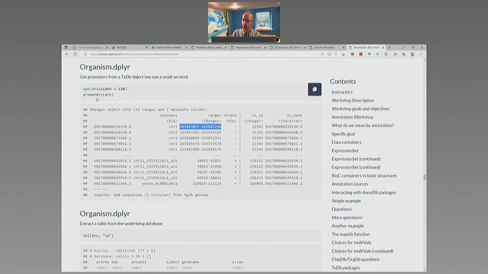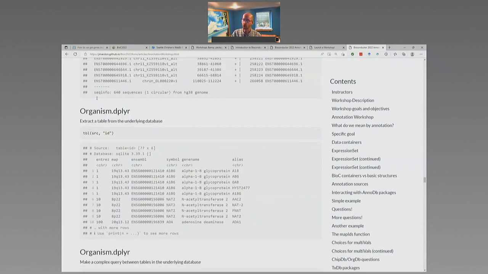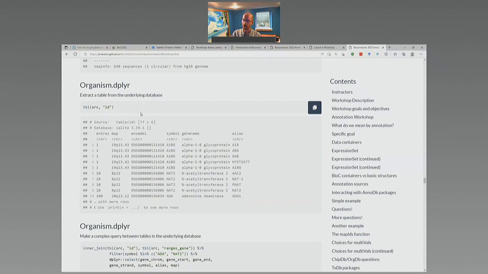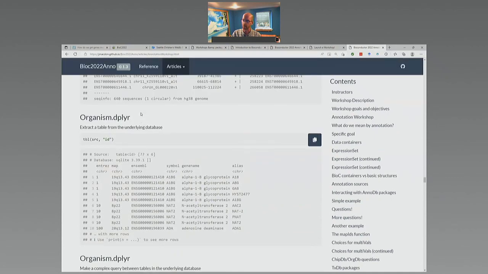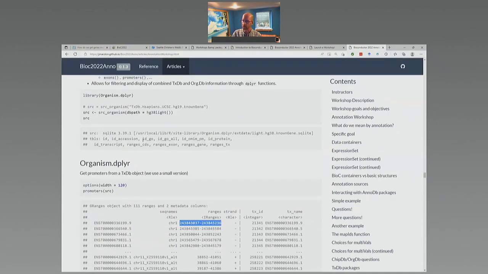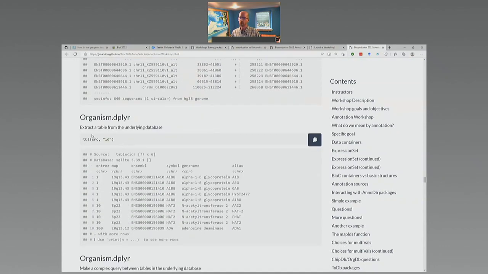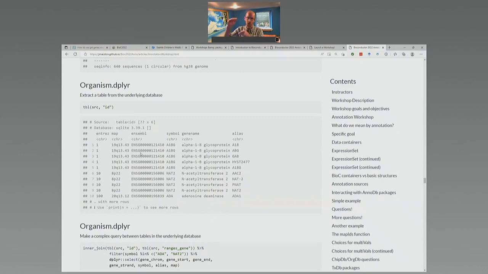So we can do that. We can also look at each one of these tables from the underlying database. Like when we looked here, it listed all these different tables, so we can actually just get those tables and look at them. If you use this table function and say you want the ID table, it'll just spit out a chunk of that table so you can inspect it and see what's in it.